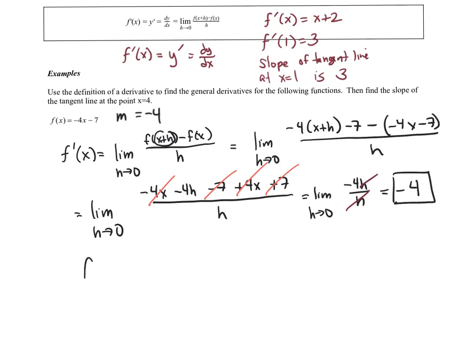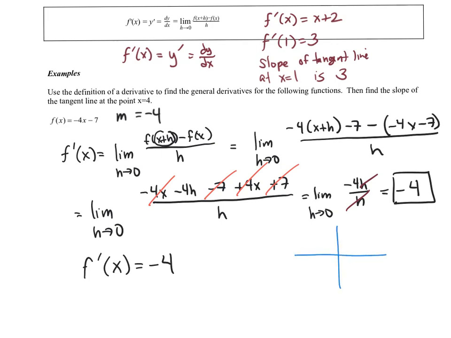So what this says is the derivative function is negative 4. So if I want the slope of the tangent line at 4, I could plug in 4, but it's a constant function. It's saying the derivative is always negative 4. So the slope of every tangent line is always negative 4, which makes sense because this is a line.